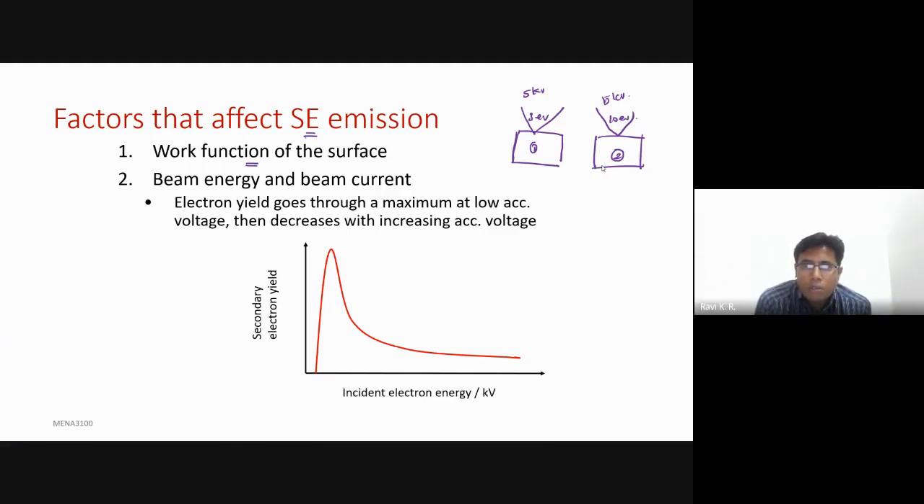Which one will give? I'm keeping the accelerating voltage, that's the incoming electron voltage, constant. But the work function of the two different materials is different. So one has 3 eV, another one has 10 eV. So this is your work function phi, and this is work function 10 eV. Which one is going to give you more secondary electrons?